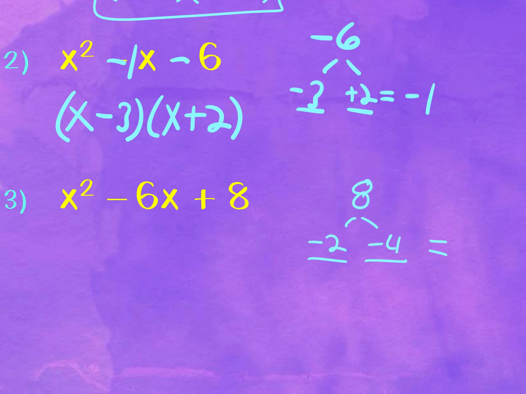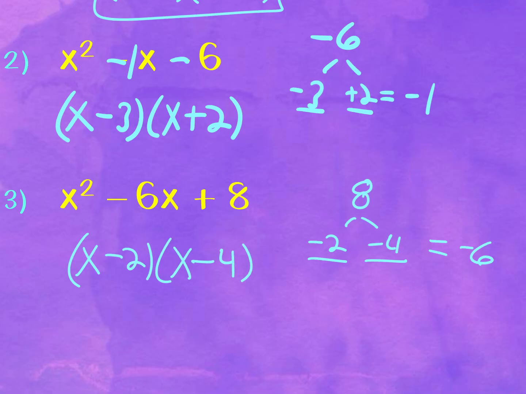Negative 2, negative 4, they do add up to negative 6. So then this is going to be x minus 2 and x minus 4.